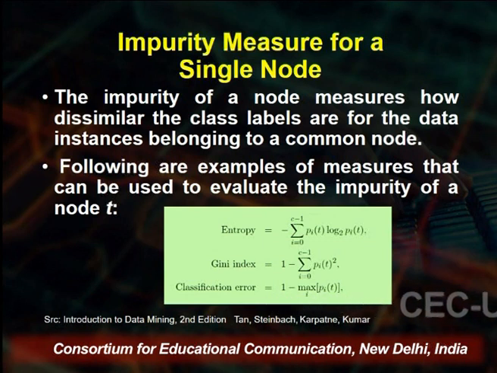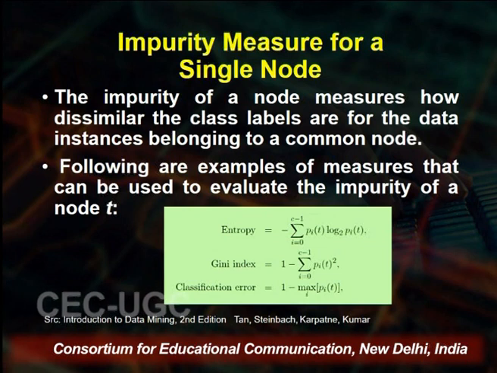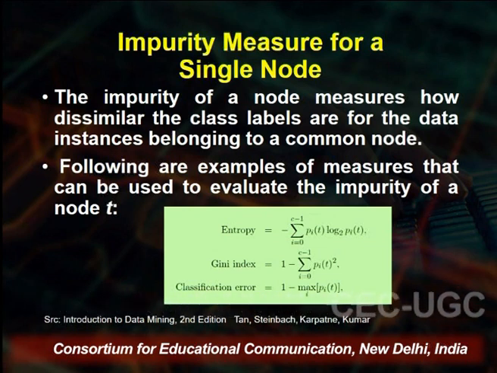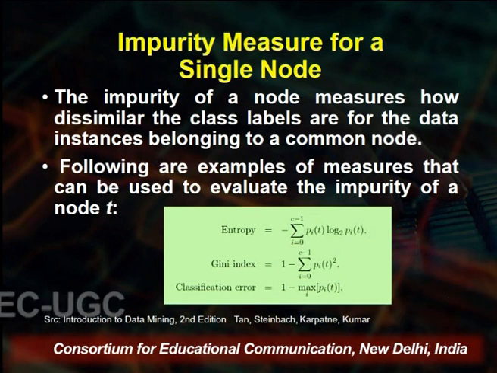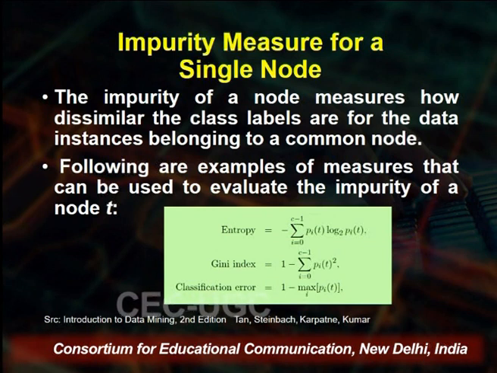Say, for example, if we take the example of gives birth in the case of mammals, how dissimilar are they? Whether most of them are saying yes or most of them are saying no, that means it's a pure node. But if there is a lot of dissimilarity in the class label, some are yes, some are no, this means that your single node is more impure.